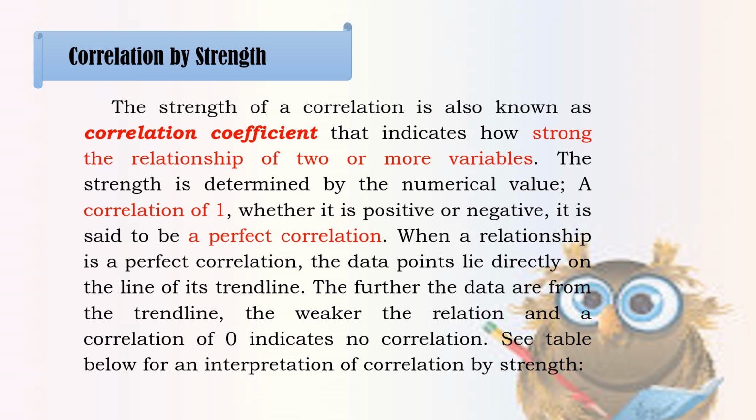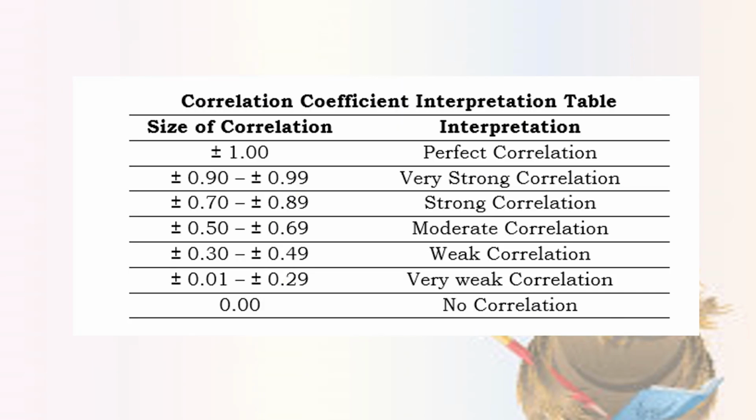In the next slides, you will see the table of interpretation of correlation by strength. It is either positive or negative. If it is close or equal to 1, it is said to be a perfect correlation. If it is approaching 0 or equal to 0, it is said to be a weak or no correlation. So please take note of this table.